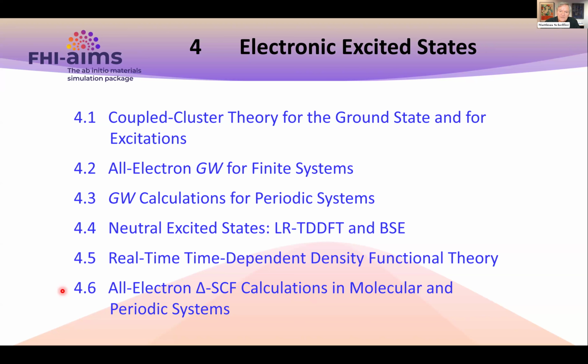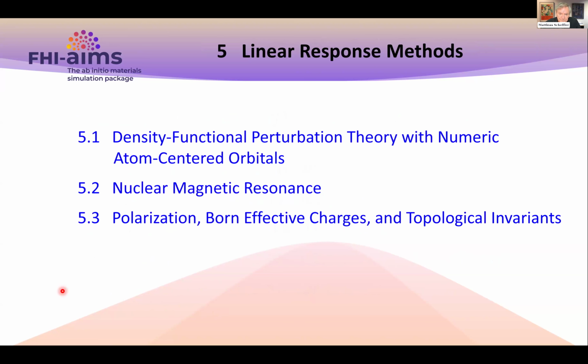In this way, X-ray photoelectron spectroscopy and X-ray absorption spectroscopy can be simulated. This brings me to chapter 5, which is entitled Linear Response Theories or methods. It starts with density functional perturbation theory, which extends the framework of DFT to the calculation of response properties of the electronic density.